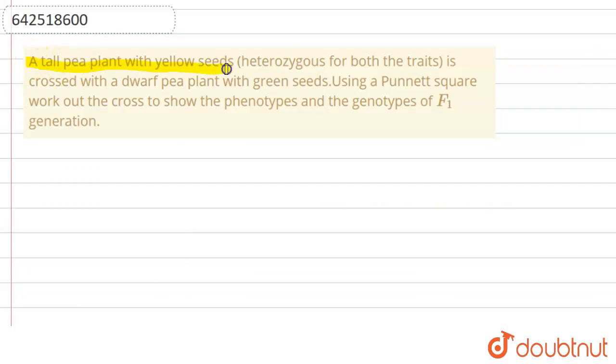The question here is that a tall pea plant with a yellow seed, heterozygous for both the traits, is crossed with the dwarf plant with the green seed. So using the Punnett square, work out the cross to show the phenotype and the genotype of the F1 generation here, right? So let's see the answer now.